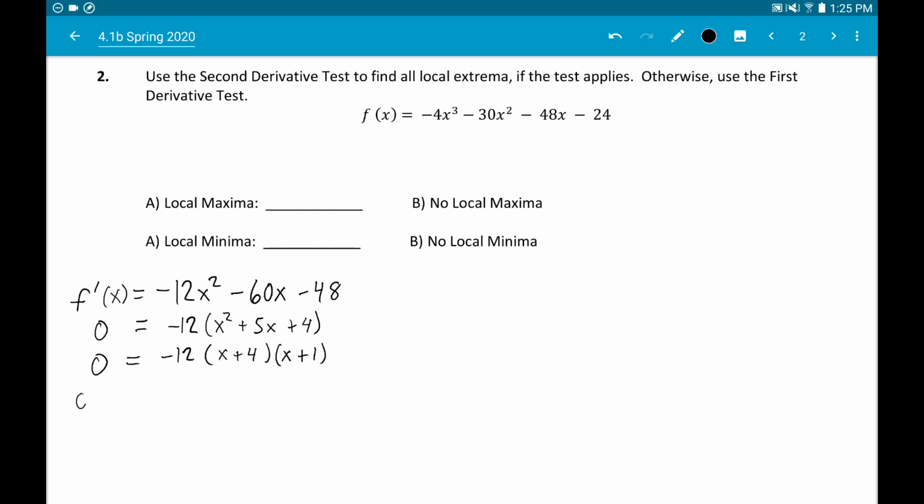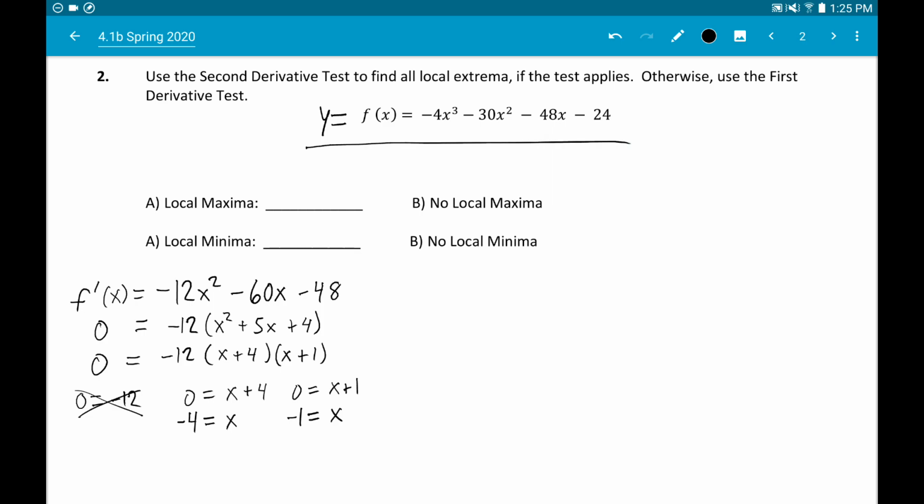When you break that apart, just as a reminder, for 0 equals negative 12, there's no x value to solve for. So we don't get any critical values from that. Solving the other ones, you'll get negative 4 for x and negative 1 for x. So both of those are theoretically critical values. Again, you can go back up here to the original function to get your y values.